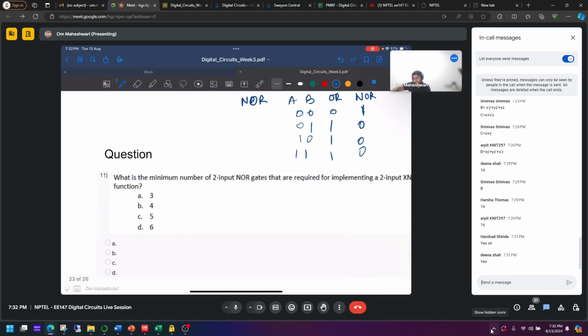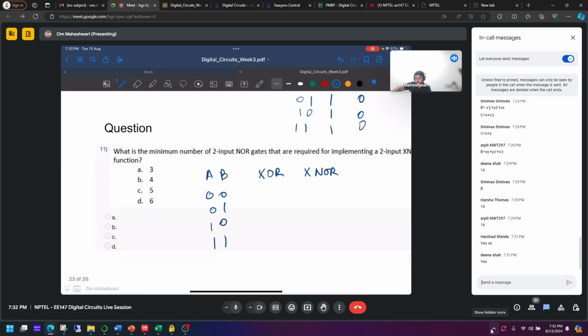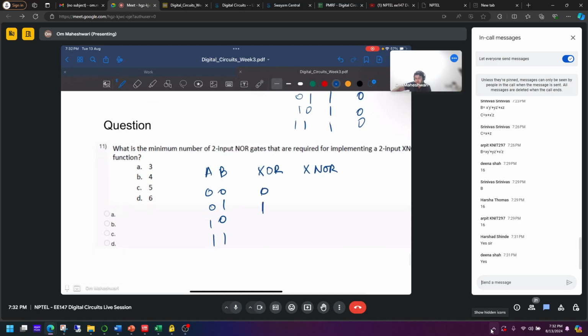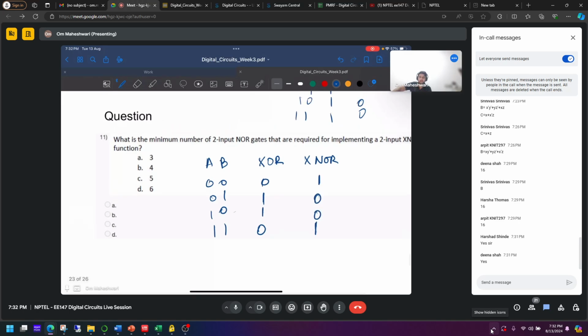And you also have XOR and XNOR. 0, 0, 0, 1, 1, 0, 1, 1. So XOR is 1 when inputs are different than each other. Whenever inputs are same, output is 0. XNOR is opposite of that. Whenever inputs are same, then only it is 1. This is XNOR gate.